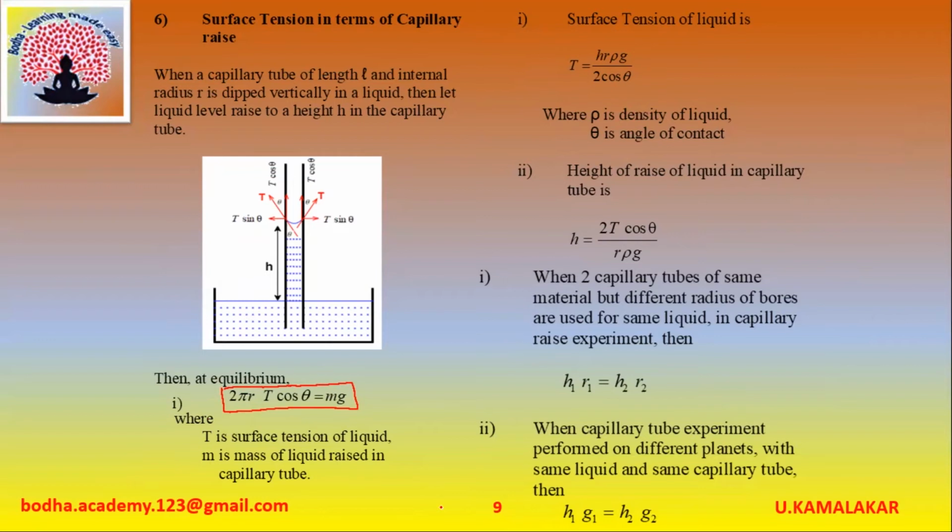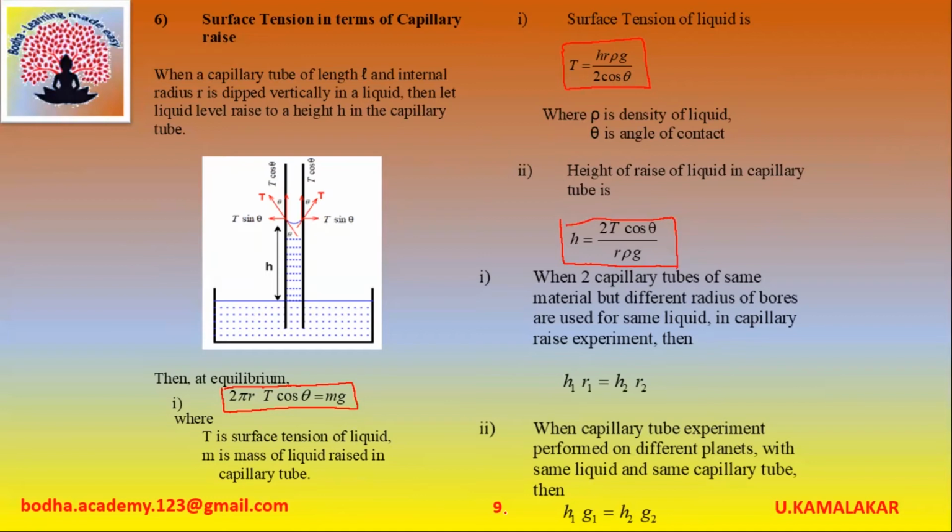Next point. Surface tension of the liquid is given as T equals h R rho g by 2 cos theta, where rho is the density of the liquid and theta is the angle of contact. Next point. Height of rise of liquid in the capillary tube is given as h equals 2T cos theta by R rho g.